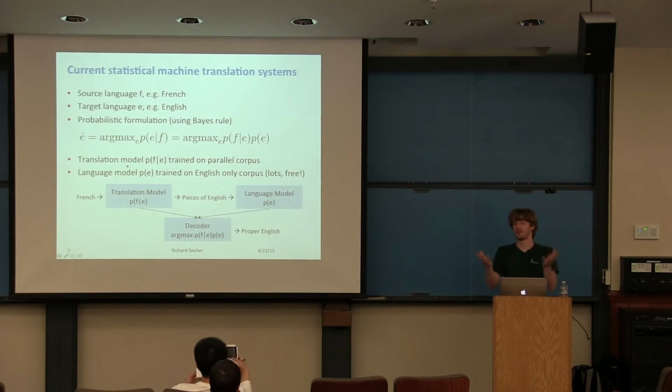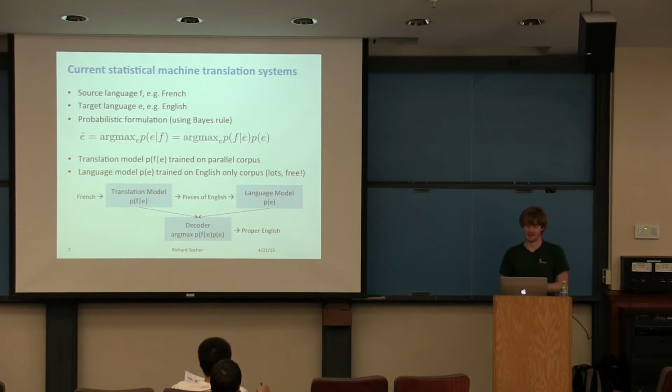And so we'll basically have 3 major modules in these MT systems. The first one is a translation model, which is basically trained on a parallel corpus. Again, we have a sentence in English, a sentence in French, and we have lots of those examples. And the second one is a language model that is essentially trained on only English.